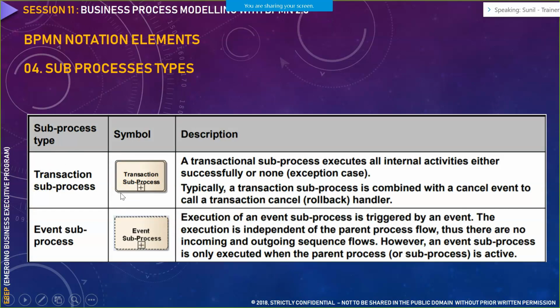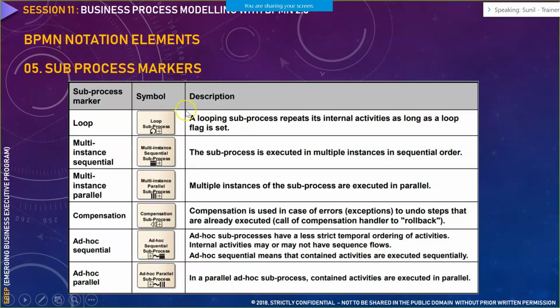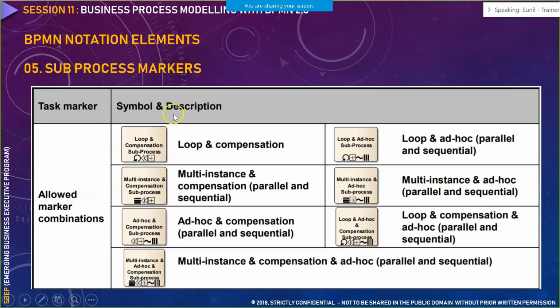Then there are sub-processes wherein you have transaction sub-processes and event sub-processes. Now transaction sub-processes are sub-processes that execute all internal activities, and event sub-processes are the processes which are triggered by a particular event, any action that happens in a particular system. Then we have these markers for sub-processes, loops, multi-instance sequential, and all these things. So these icons that you see are called markers that you use in a typical BPMN notation. And then these are sub-process markers, sub-processes with these options.